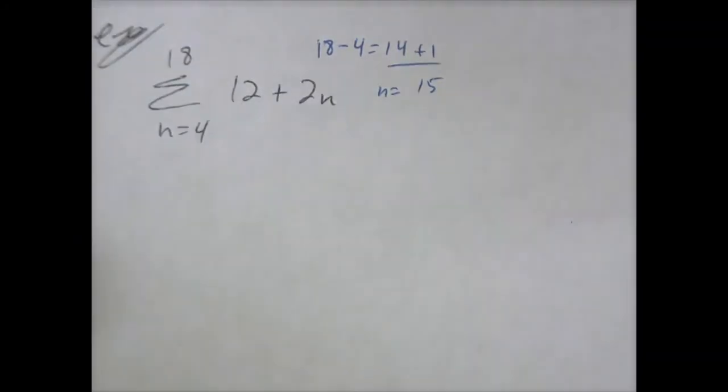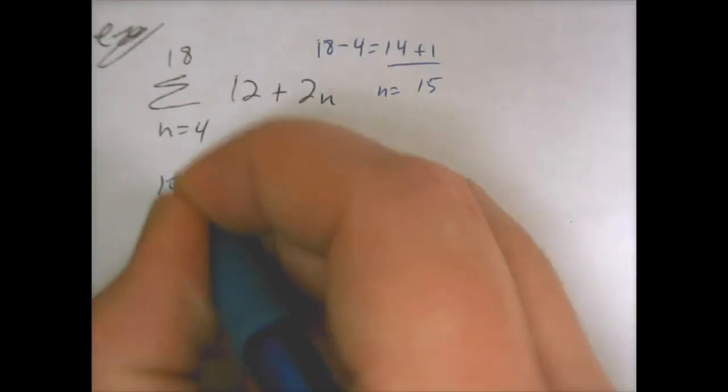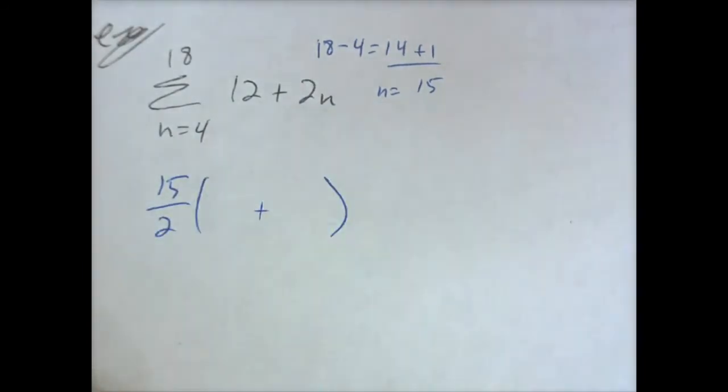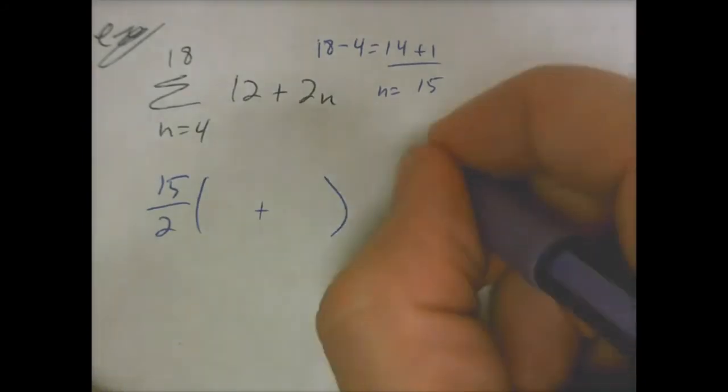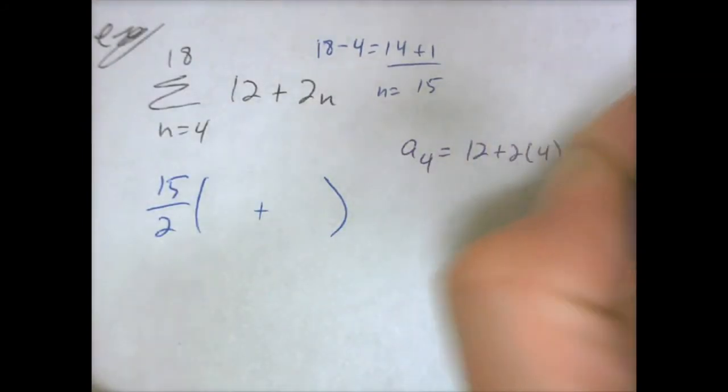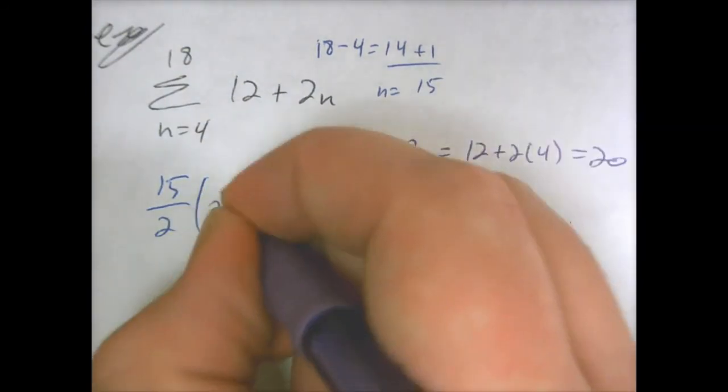So you have 15 terms altogether here. So you have 15 divided by 2 times your first term plus your last term. Here my first term, notice you started us on 4. So a sub 4 is 12 plus 2 times 4. So we should have 20.